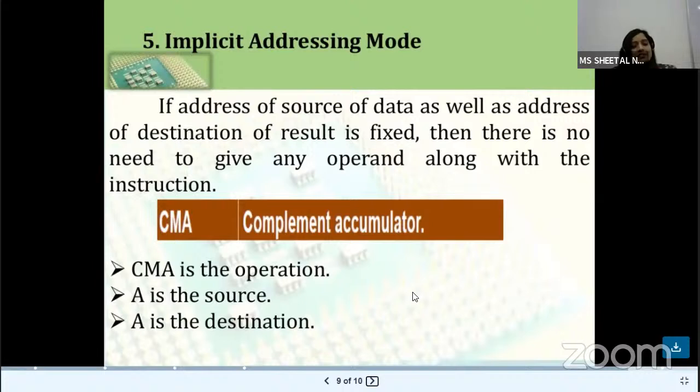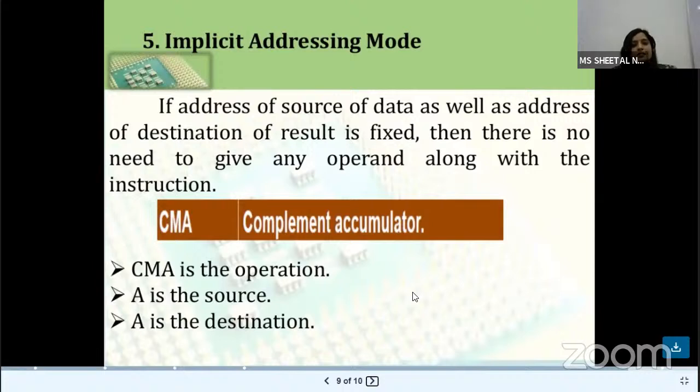So the CMA instruction is a 1 byte instruction, and it will complement the contents of the accumulator. In this case, the accumulator is the source and the accumulator is also the destination. Both operations are performed within the accumulator only. CMA is a 1 byte instruction because it has only its opcode, a hexadecimal number already specified by the Intel company for the 8085 microprocessor.